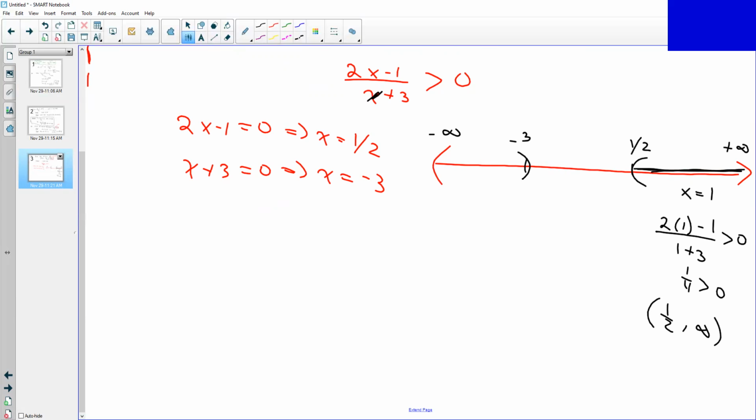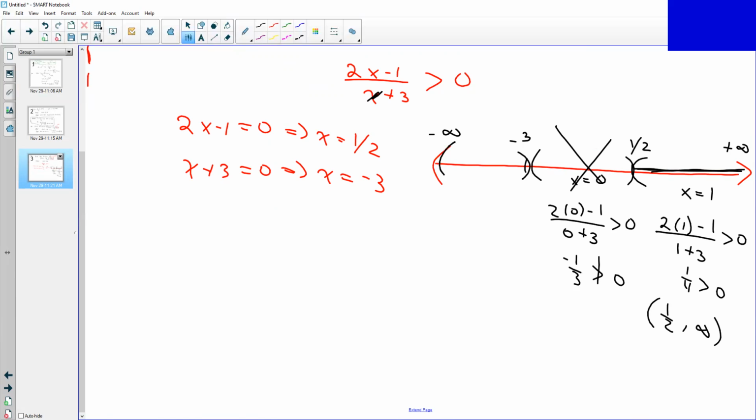Now let's test the next one. And the next one is going to be this interval, from -3 to 1/2. So I'll pick a number again. Let me pick 0. 0 is there. And then I'll just plug it in. So it's 2 times 0 minus 1 over 0 plus 3. And this should be bigger than 0 if I want to take this, which is not, because this is -1 over 3, and that's not bigger than 0. So this one did not satisfy, so I don't take this.